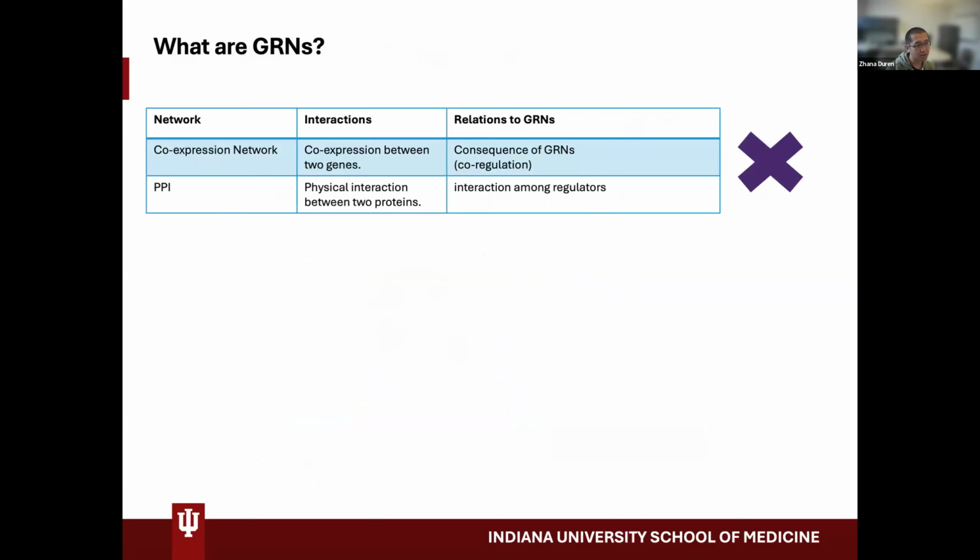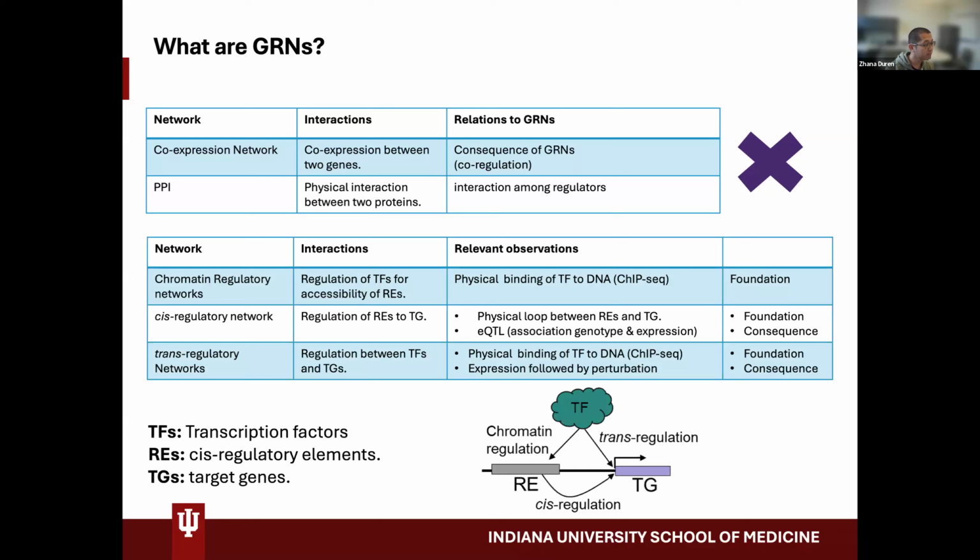The GRN we're talking about is not the co-expression network or PPI. The co-expression network is a very common network people use. That is, whether the expression of genes is correlated or not. This is actually a consequence of the GRN. If two genes are regulated by the same factor, like siblings, they're more likely to be co-expressed. So it is not a parent-child relation, it is more likely a sibling relation. And PPI is the interaction among regulators, physical interactions.